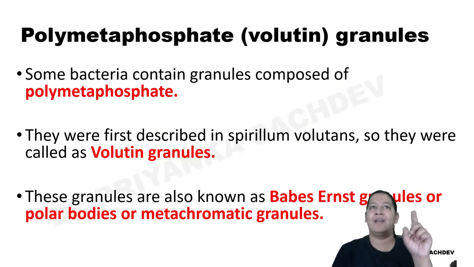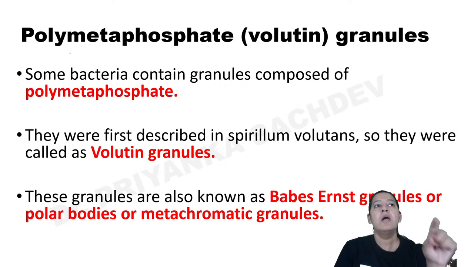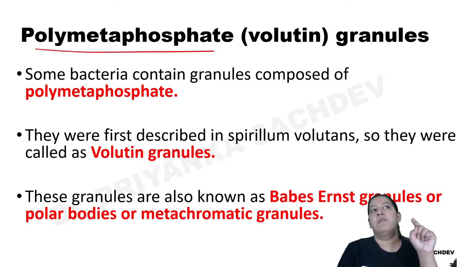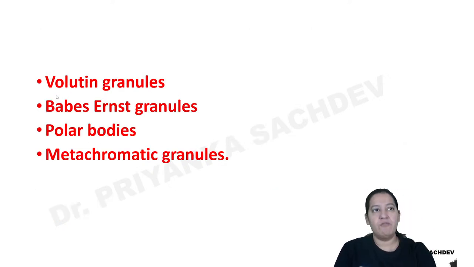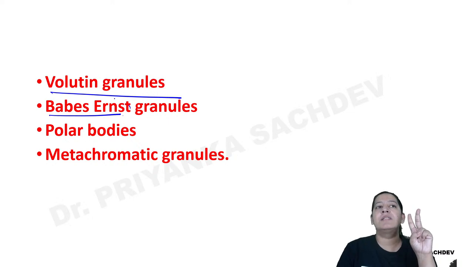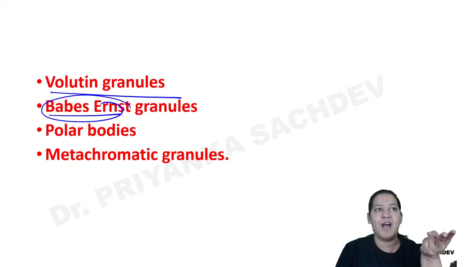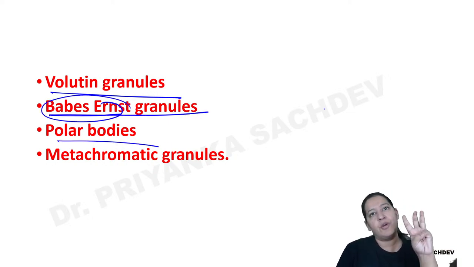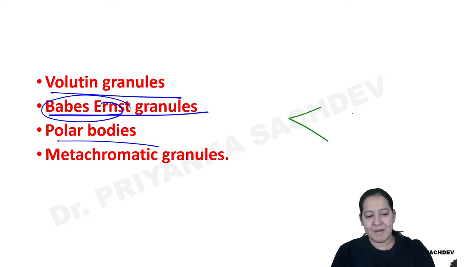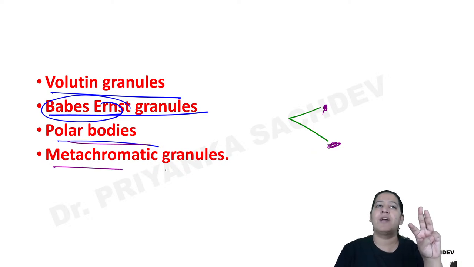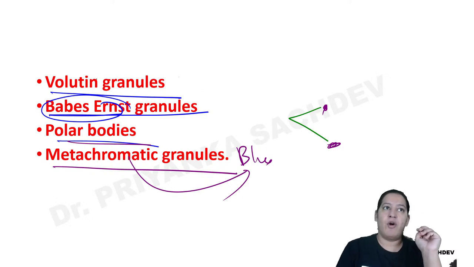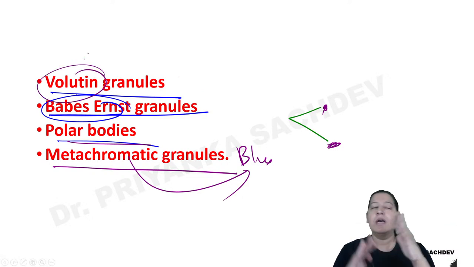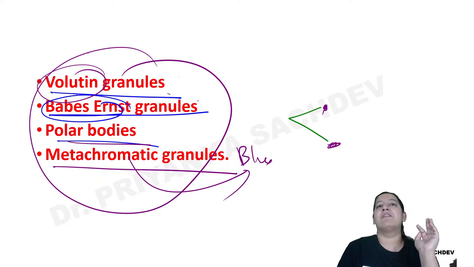These are metachromatic granules, also known as polyphosphate, polymetaphosphate granules. इनके क्या क्या नाम हैं? These are known as volutin granules. Babes Ernst is the name of the scientist जिसने discover किया है. बढ़िया नाम है ना, Babes Ernst. Polar bodies, क्योंकि ये poles पे हैं. These are present at the poles, right? This is a pole, this is a pole. That's why polar bodies. Or metachromatic because these are blue in color. Metachromatic color है, blue color. So that is volutin, क्योंकि ये bacteria volutin में भी होते हैं. So that is the reason. These are the four names given to these granules.